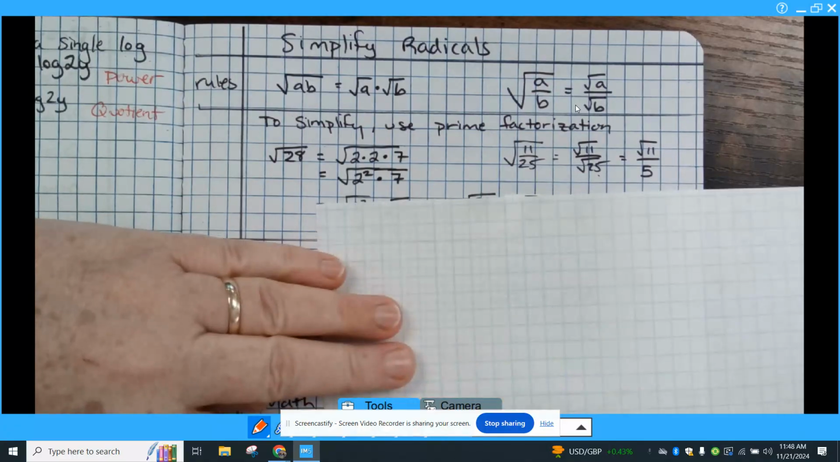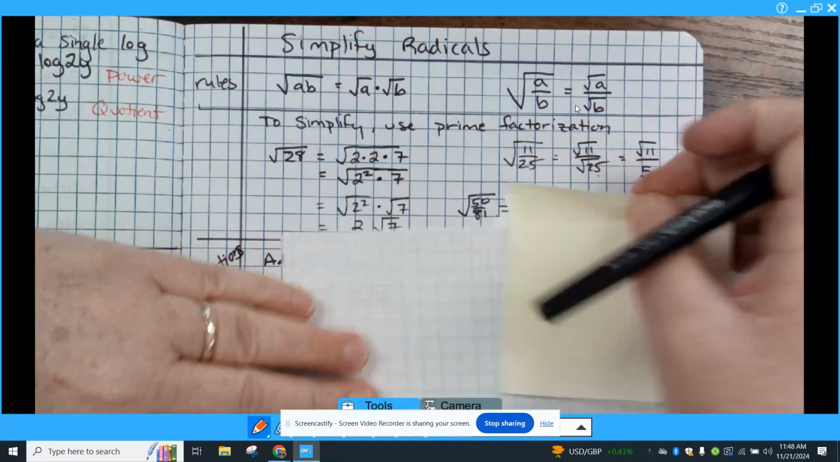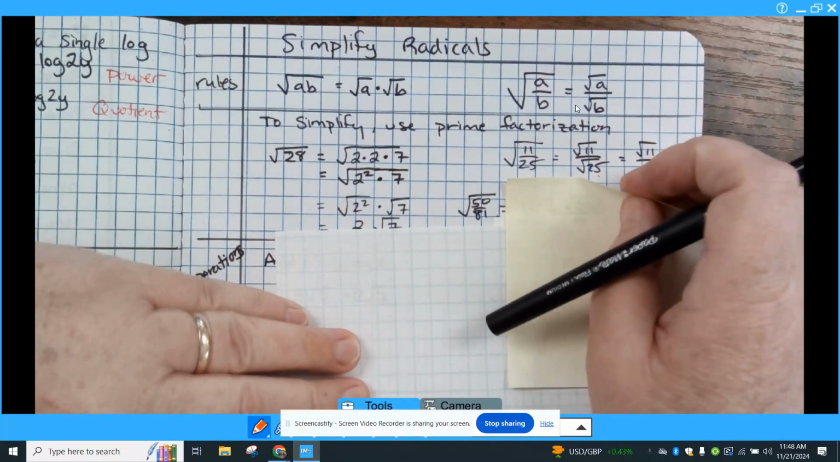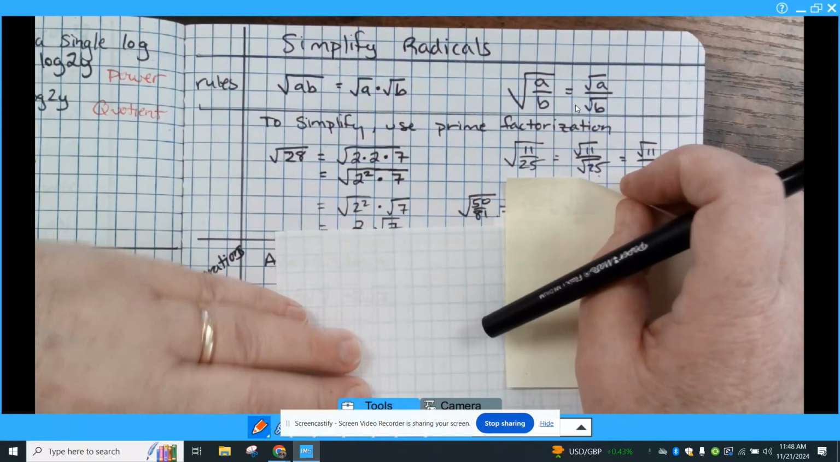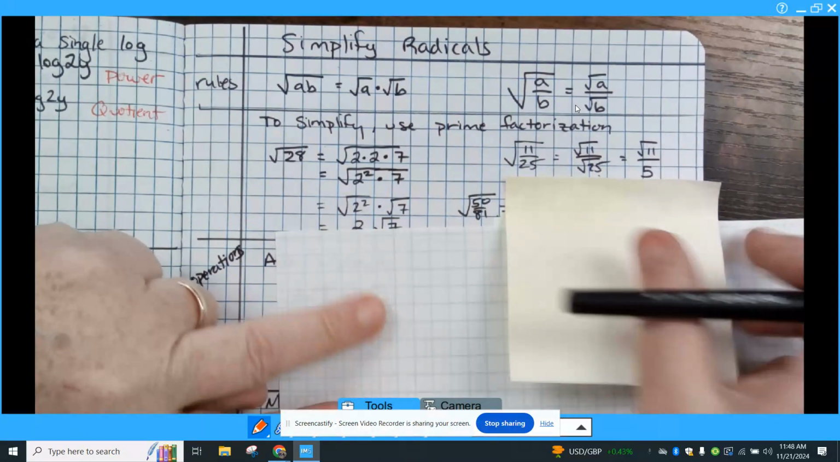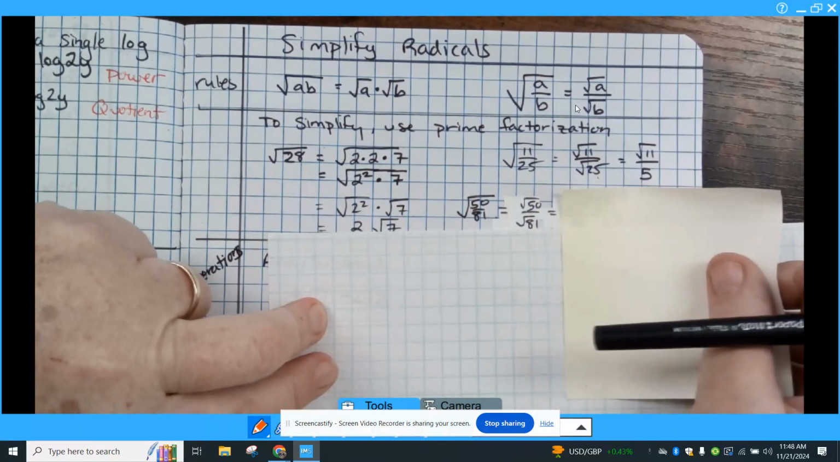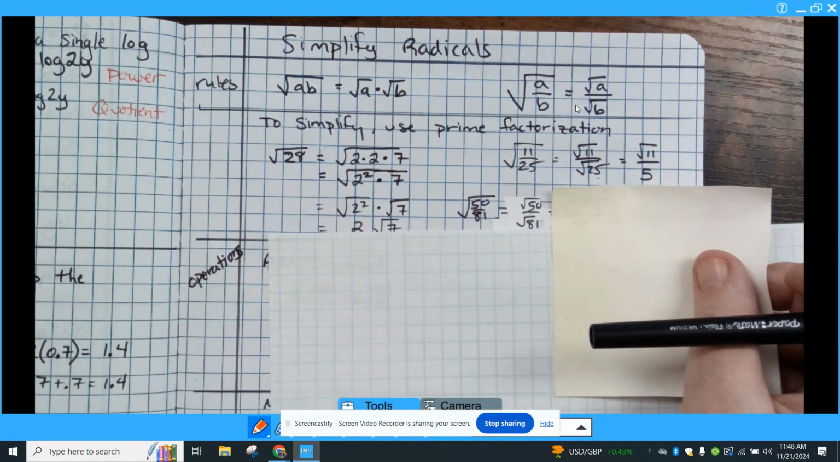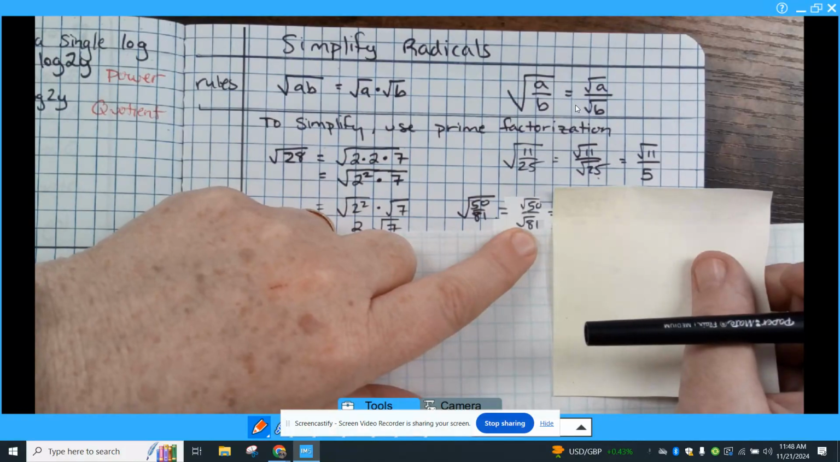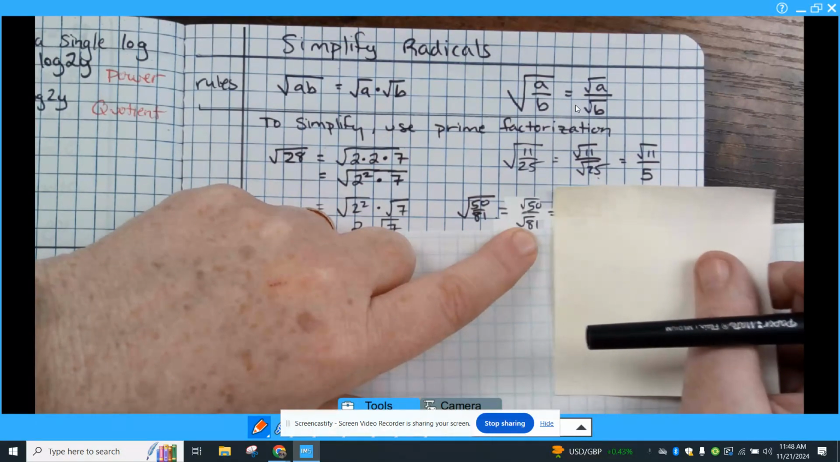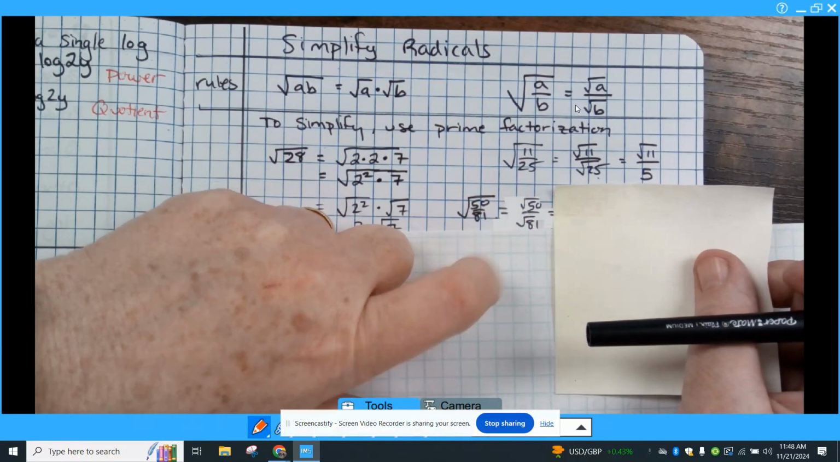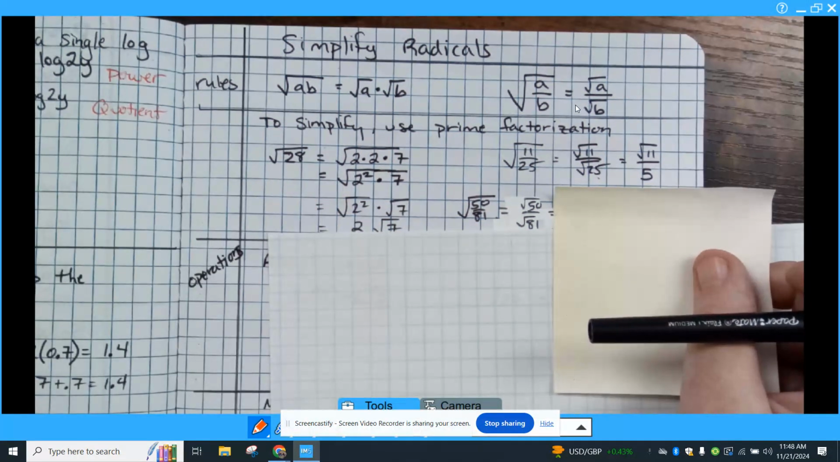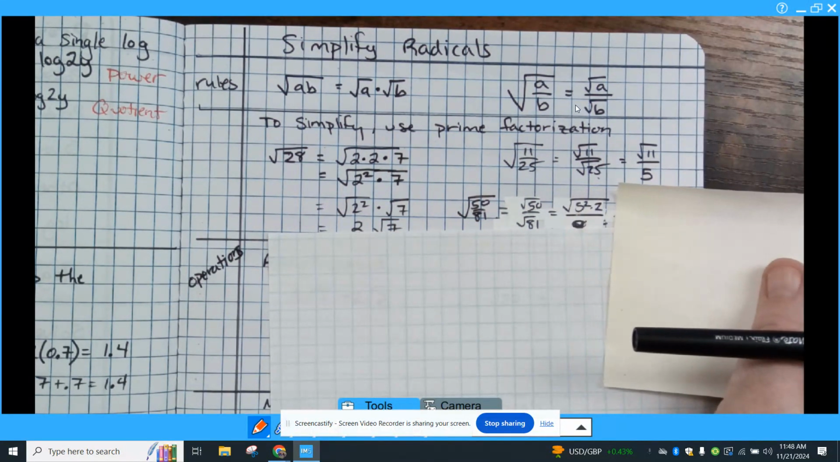And the last one in this section is, and this one gets a little messy, sorry, square root of 50 over 81. So since it is division, we can separate those out. So that becomes square root 50 over square root 81. We know the square root of 81. It is 9. 50 we don't know, so we would break it down. 50 is 5 times 5 times 2. So 5 times 5 times 2.